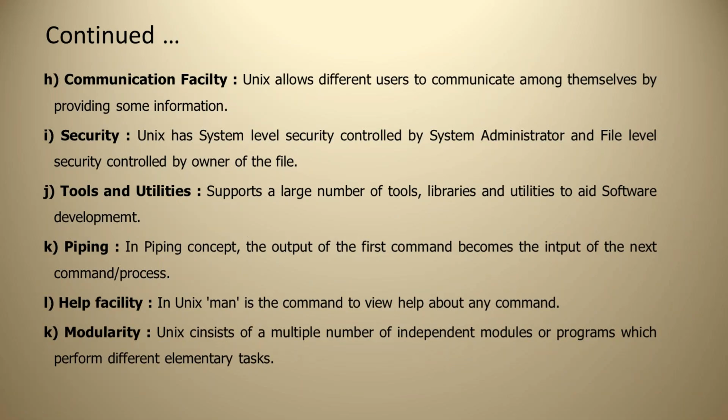Next is communication facility. Unix allows different users to communicate among themselves by providing some information. If you are working in any project or any company, maybe you have heard about some internal messenger to communicate or chat between your company people. Nowadays Teams is used in many companies. Earlier, Business Skype was also used. Then Link is one software, one application. These are internal tools used for internal communication or chat.